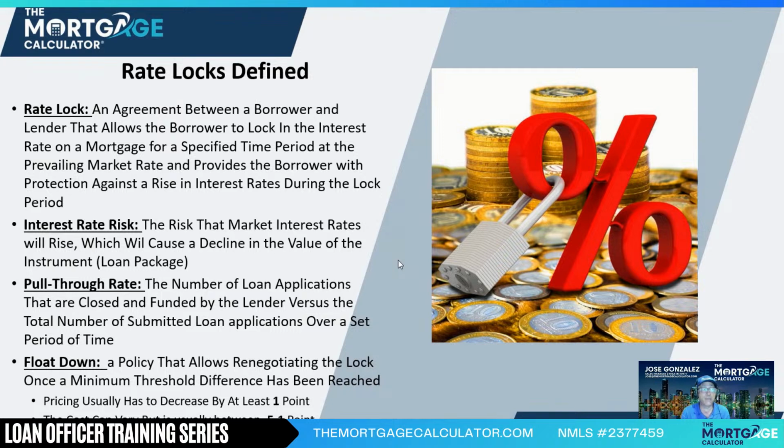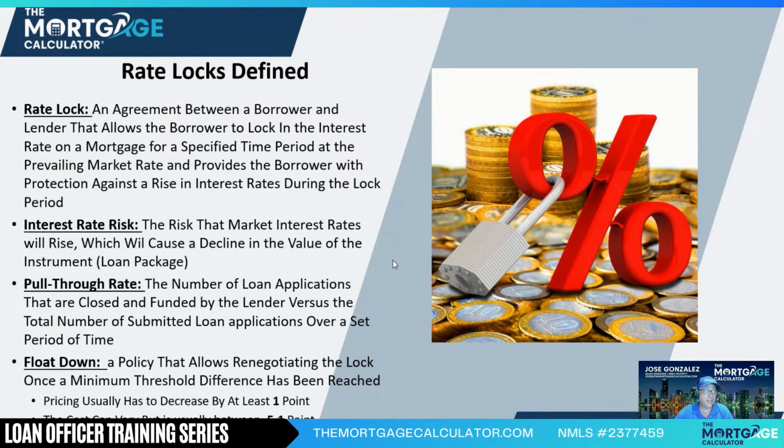I guess I should add that pull through rate is really concerned with the number of loans that you locked, and did you close all of those locks, or did you break the lock because either the file didn't get approved or whatever reason happened? The loan got canceled, it was a refi. Loan got canceled, it was a purchase.